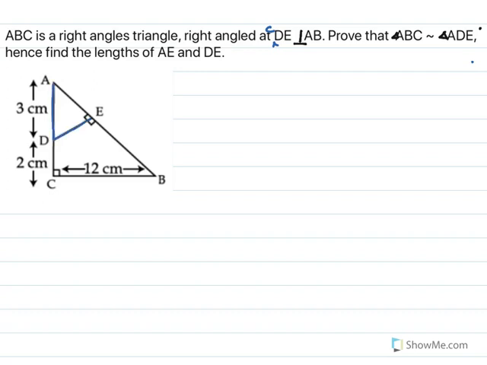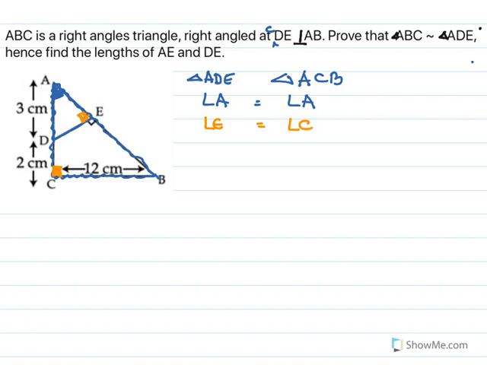So we have here triangle ADE, and then we have the larger triangle, this big triangle here, which is triangle ACB, and we have to show that they're similar. Now angle A is common, so angle A equal to angle A. Next, C is 90, and here E is 90. So write angle E equal to angle C.